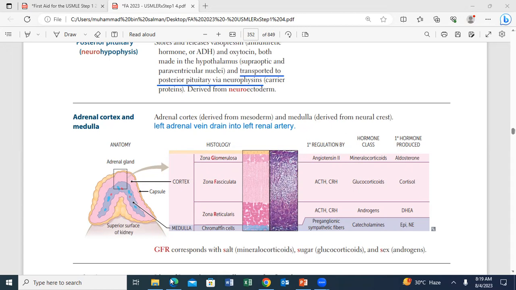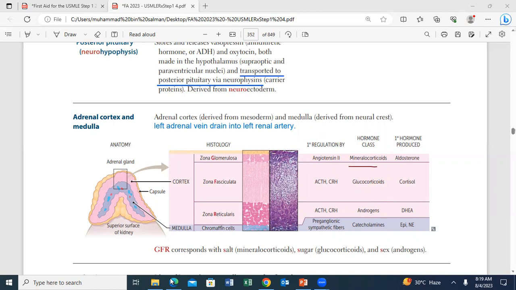All three of them have a particular secretion. The secretions of glomerulosa are mineralocorticoids. They regulate the salt. And the secretions of fasciculata are glucocorticoids. They regulate sugar, or you can say sweet, because they regulate the glucose levels. And then we have the zona reticularis, which regulates the androgens, which are the sex hormones. So we say salt, sweet, and sex, right? Salt, sweet, and sex. SSS. GFR.